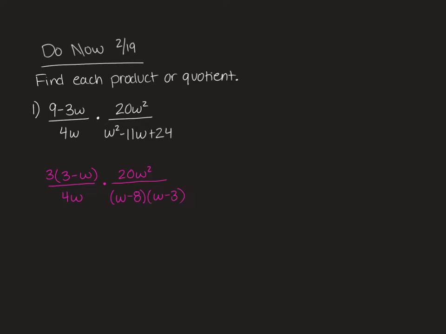So now we multiply, but one thing I want to point out is that we have 3 minus w in the numerator and w minus 3 in the denominator. Those are not the same thing. So in order to switch the order, we have to factor out a negative. And that will change it to w minus 3. And then what I'm going to do is I'm going to smush everything together. I'm going to make this one big fraction.